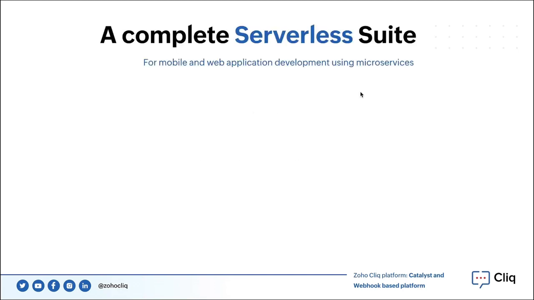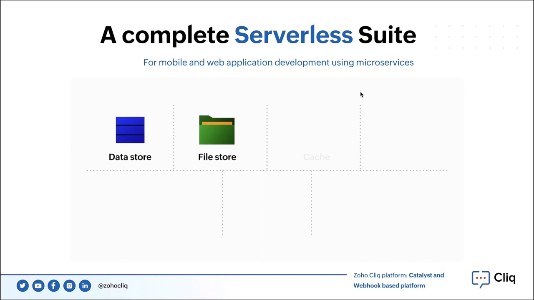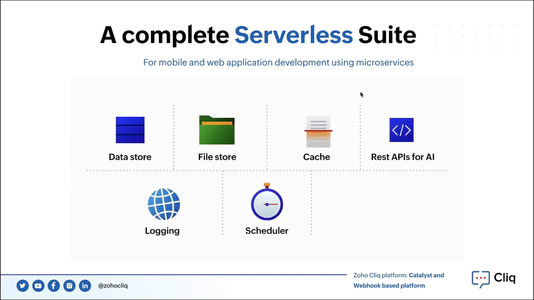So, Catalyst is a completely serverless suite which can be used to build mobile and web applications using microservices. We have a wide variety of components to choose from, which are all completely serverless, ranging from the data store, file store, cache, logging, scheduler, authentication, or even the REST APIs.